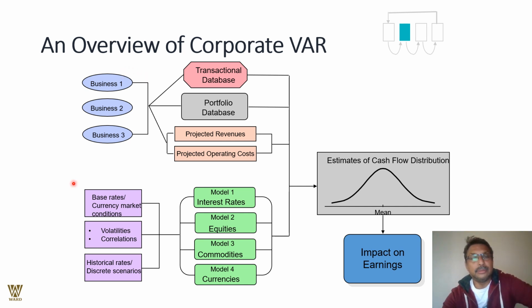And the alternatives: can we have the base rate currencies, the volatilities, the correlations, the historical rates, the discrete situations? Now what happens if we put it in the interest rate as in model 1, or in equity as in model 2, or in commodities as in model 3, or in currencies? They will also give me a return, right? So which makes sense?